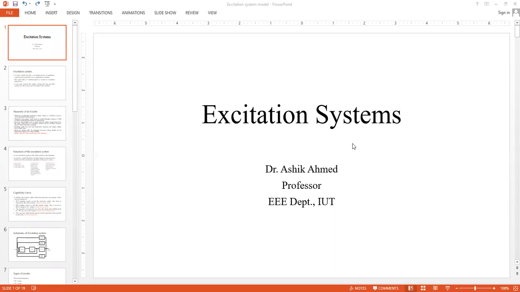So we would be starting a little different topic today. In the last few weeks, we have gone through this model, the single machine infinite bus system model, with the generator being represented by a third order ODE.